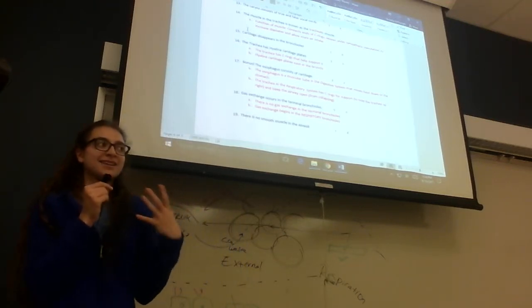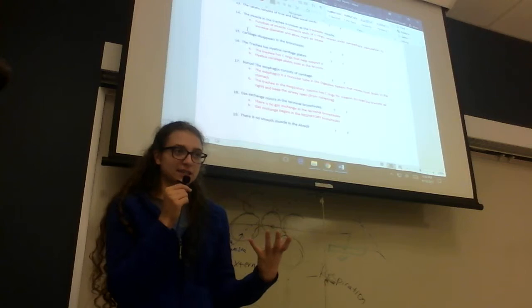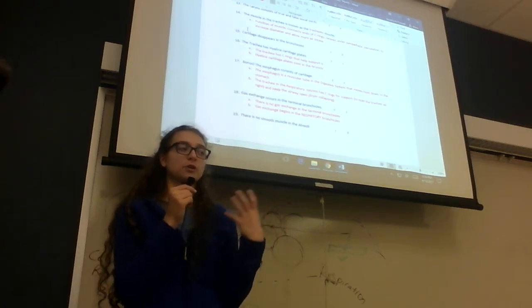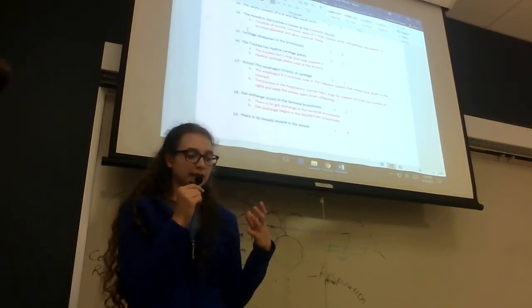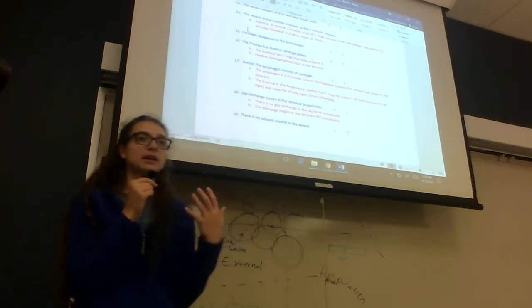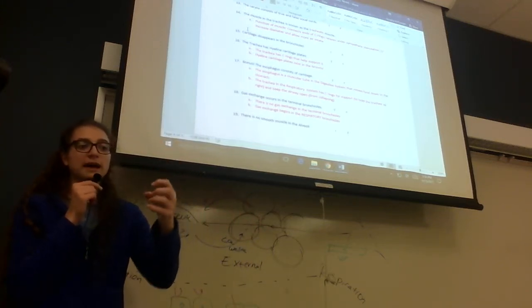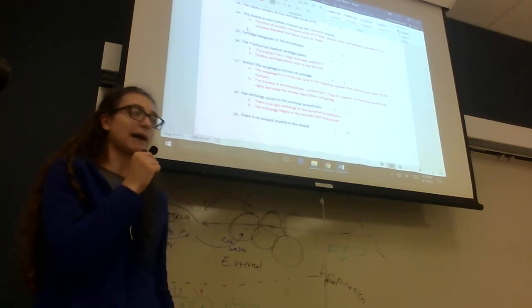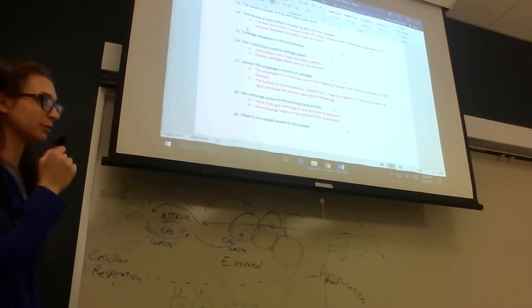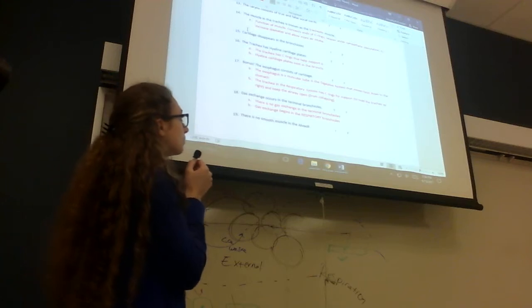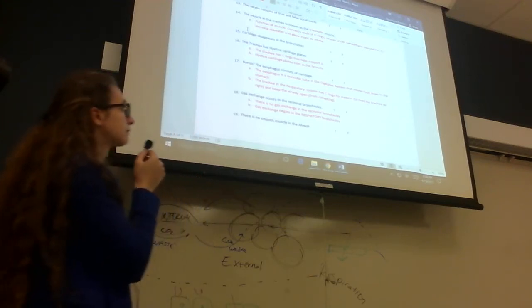But the esophagus is a muscular tube. It doesn't require any sort of support. So your esophagus does not contain cartilage. It's just a muscle tube, and that's what allows for peristalsis to happen when you deglutinate, which means swallow. But you'll learn about that in the digestive system.